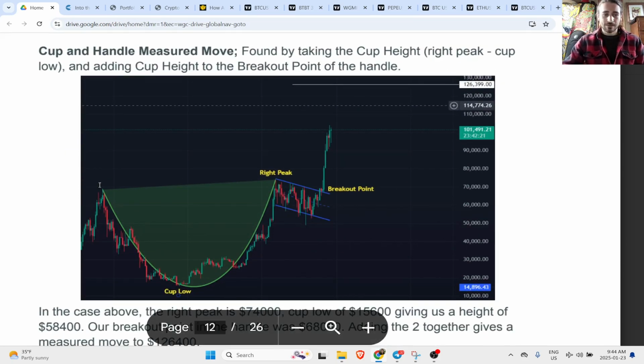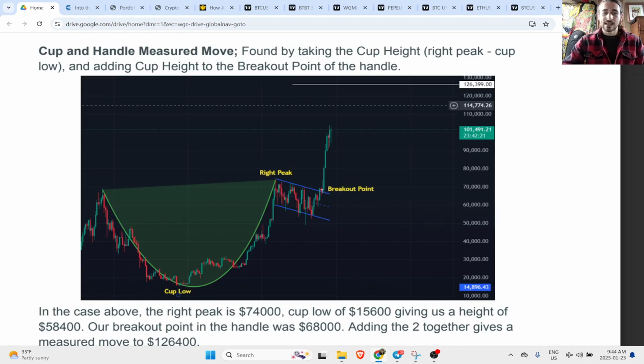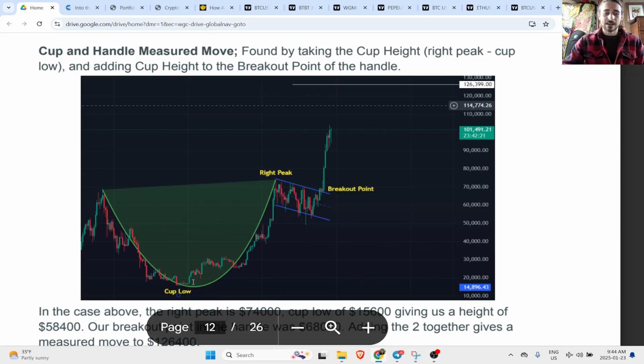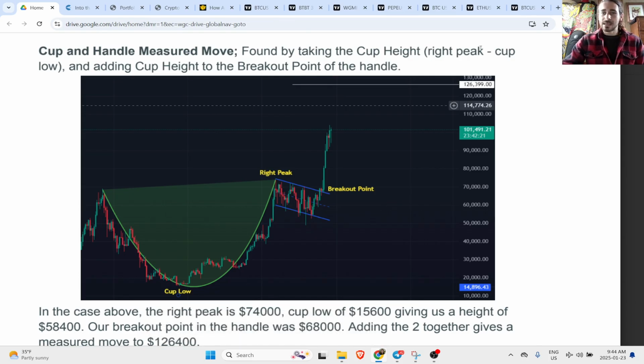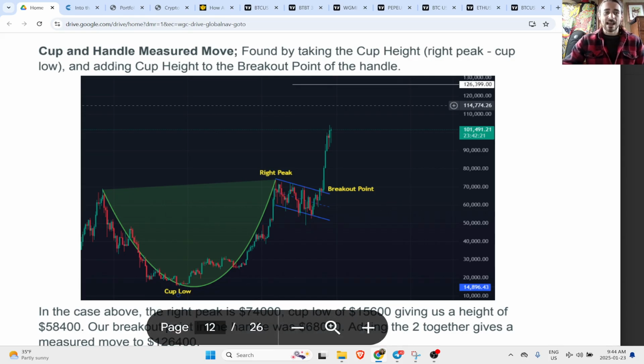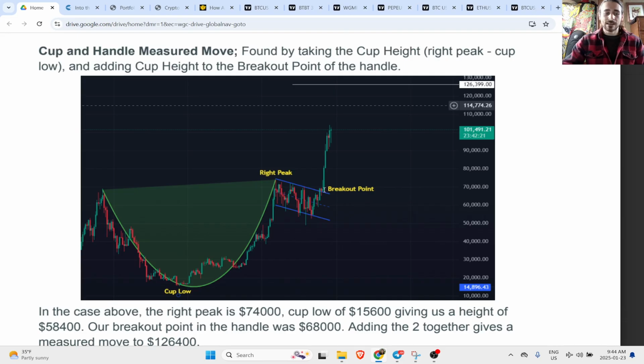So here we've got a big cup and handle. Essentially, you just have this kind of shape here, and then you've got a sideways consolidation as a handle. You can see it kind of looks like a teacup, and then once it breaks out, that's where we're going to find our measured move. So by taking the cup height from the right peak to the cup low, and then adding that height to the breakout point, that's going to give us our measured move here.